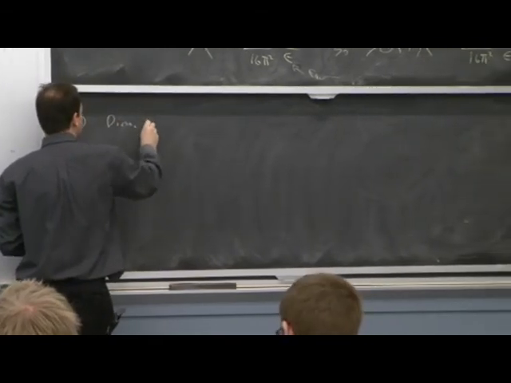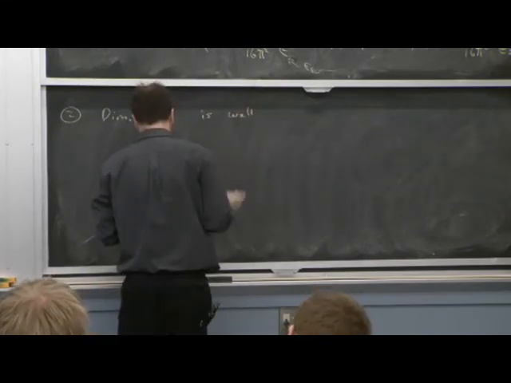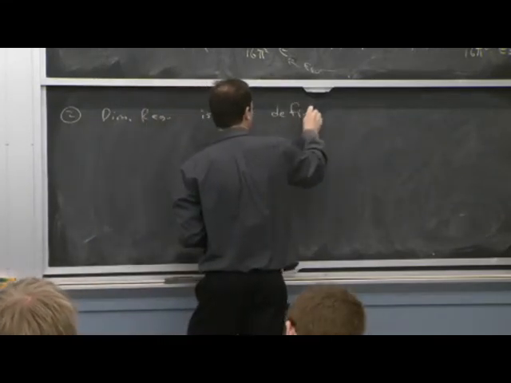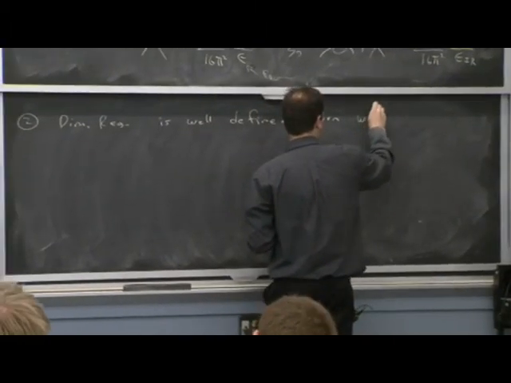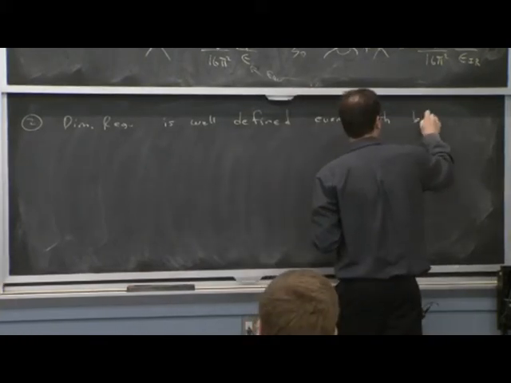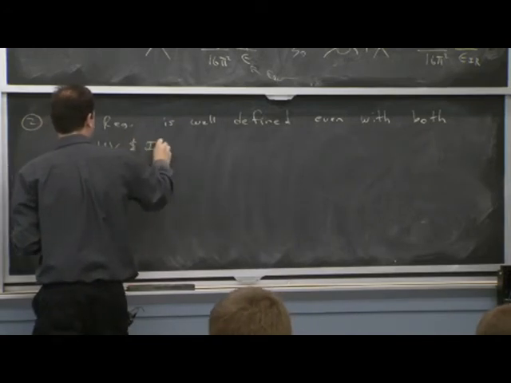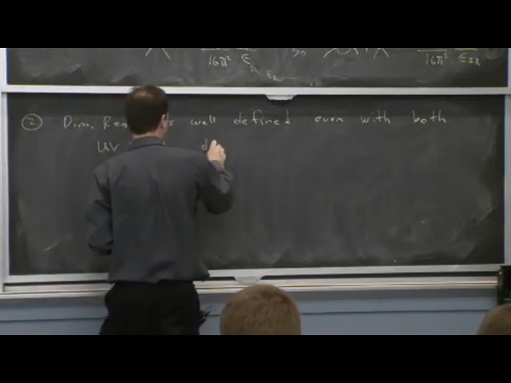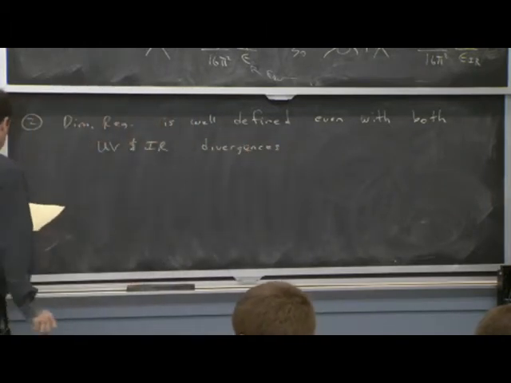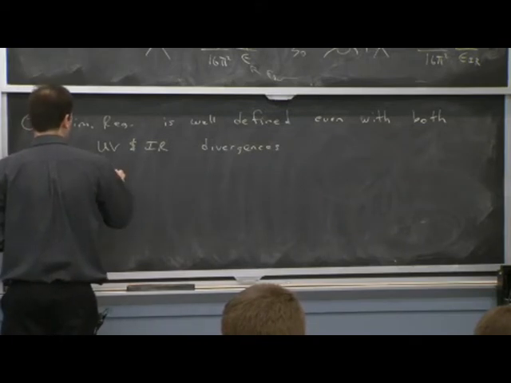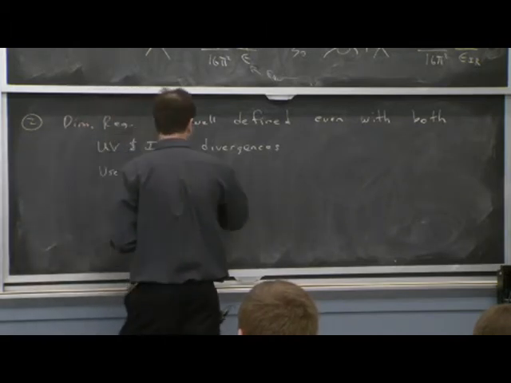Another thing that can be confusing about dim-reg is that it regulates both UV and IR poles. And even though it's doing that, and even though you need different values of epsilon if you want to do that, it's actually still a well-defined procedure, even in the presence of UV and IR poles, even if they're both in the same integral. And basically, you're using analytic continuation here.